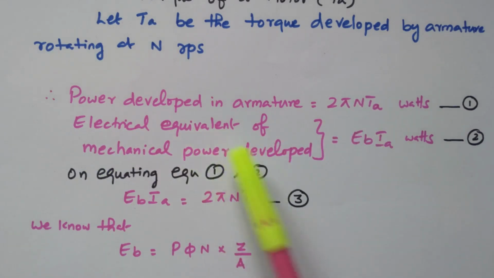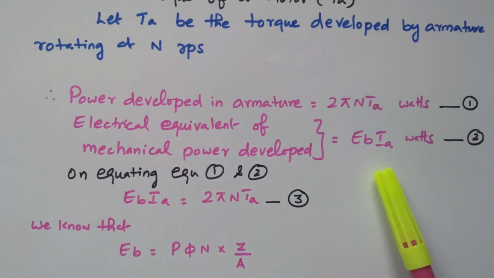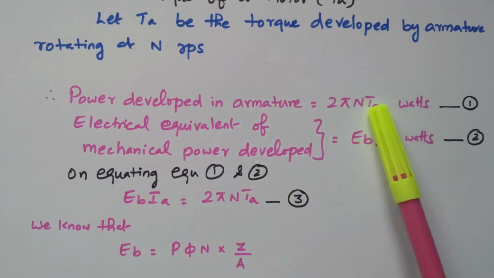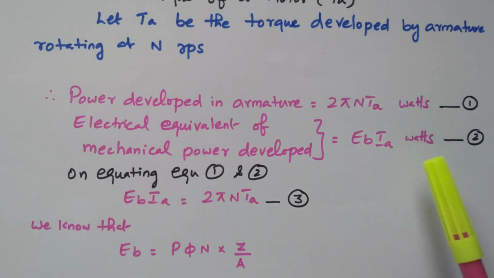In terms of electrical quantities, it is EB into IA, back EMF into armature current. Both are equal. One is given in terms of mechanical parameters, the other in terms of electrical parameters. So we can equate both equations, since both are power developed. So EB IA equals 2 pi n into TA. We'll take this as equation number 3, after equation number 1 and equation number 2.